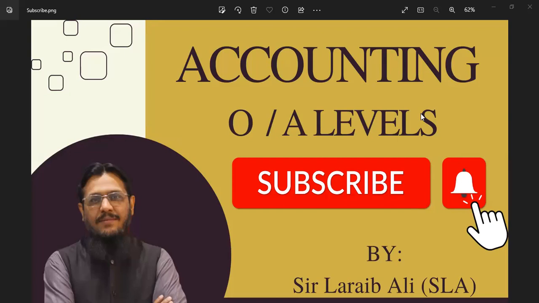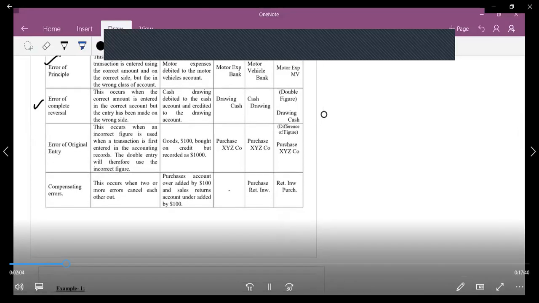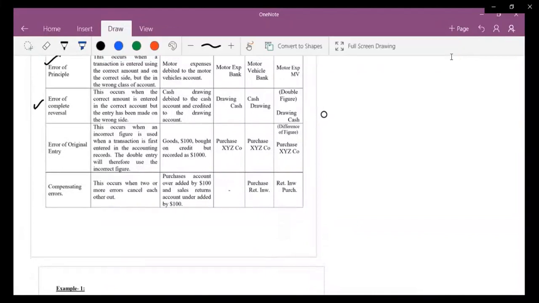Today, we are going to continue with the fourth lecture of errors which do not affect the trial balance. We are going to discuss the fourth type of error, which is the error of complete reversal. From its name, you can find out that complete reversal means the entries were reversed, basically made on the opposite side.